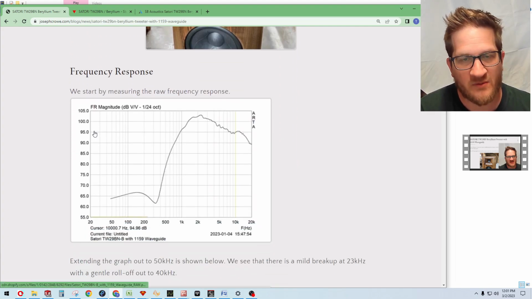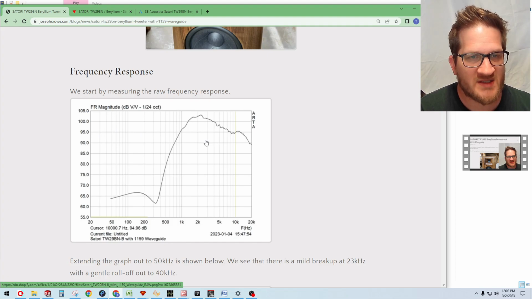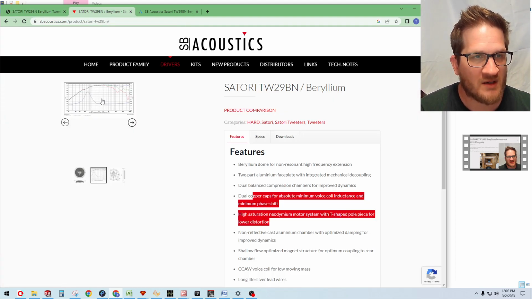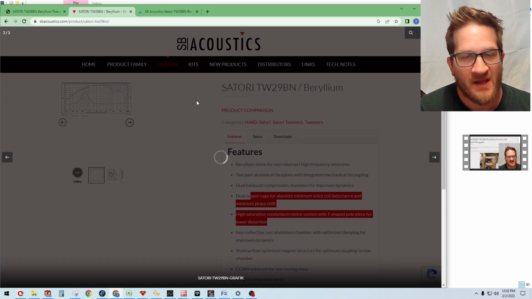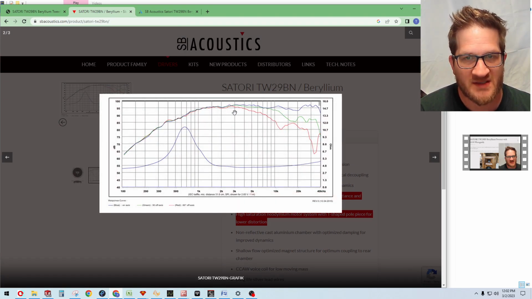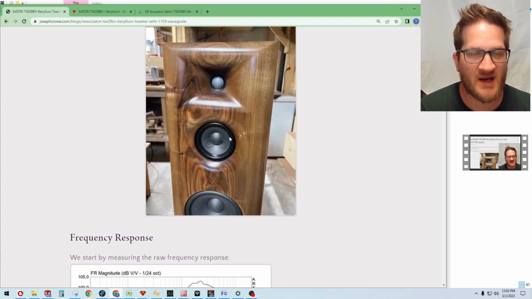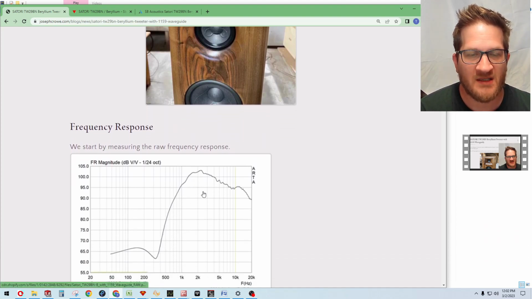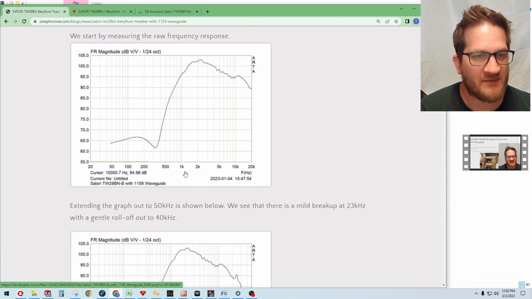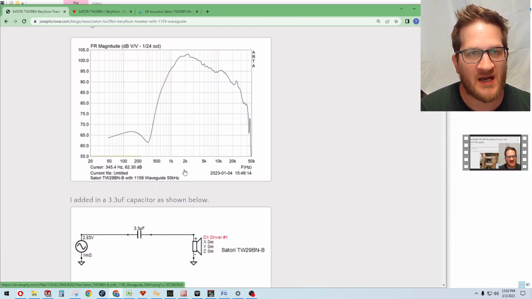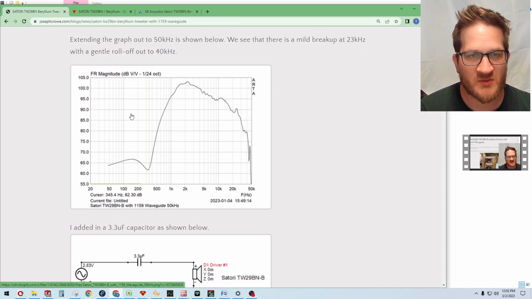So here we have the raw frequency response. So this differs quite a bit from the published data, where the response is measured on a test baffle. And so you can see here that it's a flat response. Now the 1159 waveguide is providing around a 9 dB increase in sensitivity, starting at around 1.2 kilohertz. You can see the effect of the waveguide there. And so we need to account for that in the passive crossover, which we'll do in a minute.